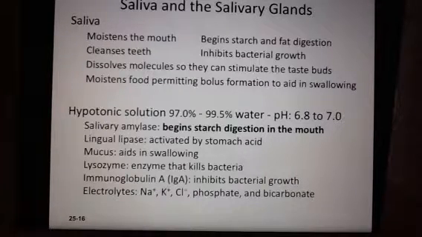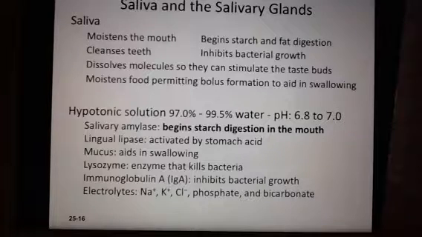So saliva is released into the mouth. It moistens the mouth and cleanses our teeth. It also begins starch and fat digestion. So this is the site of chemical digestion for starches and fats. It inhibits bacterial growth and moistens the food. At this point, we're going to start to call it a bolus. A bolus is a clump of food that has already been chewed but has not been swallowed.